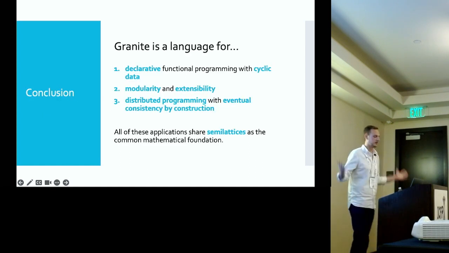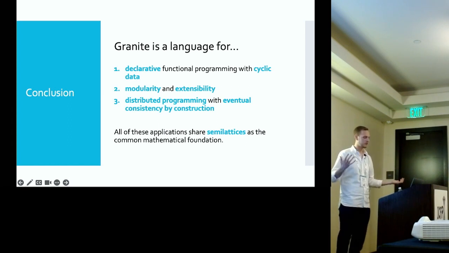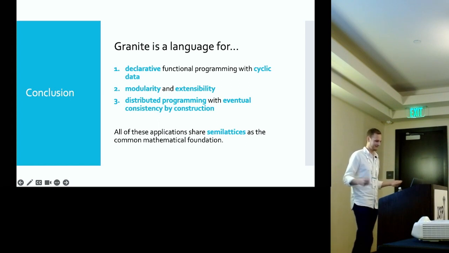All right, so to close up, Granite is a declarative functional programming language with cyclic data. It's built for modularity and extensibility, and it enables distributed programming with eventual consistency by construction. All of these things seem kind of disparate, like why are they all in the same language? Well, they're all described by the same mathematical foundation, which is semilattices. Thanks.